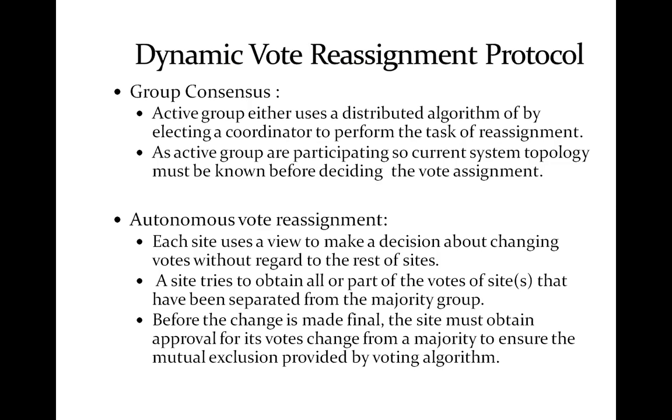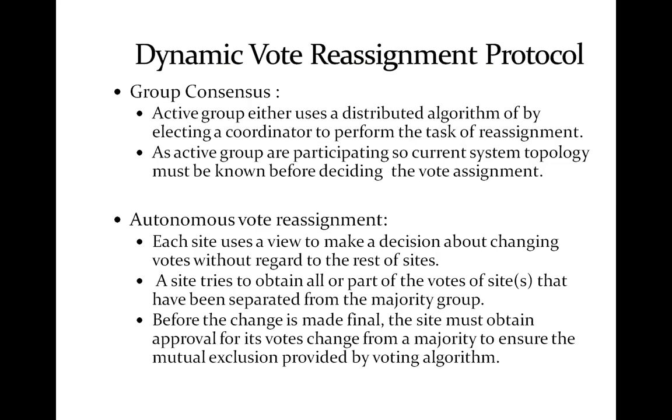So in this method, a site essentially tries to obtain all the votes, or part of the votes, of a site that has been separated from the majority group. And before the change is made final, the site must obtain approval of its vote change from a majority, to ensure that there is no problem related to mutual exclusion, because the voting mechanism should not be compromised.